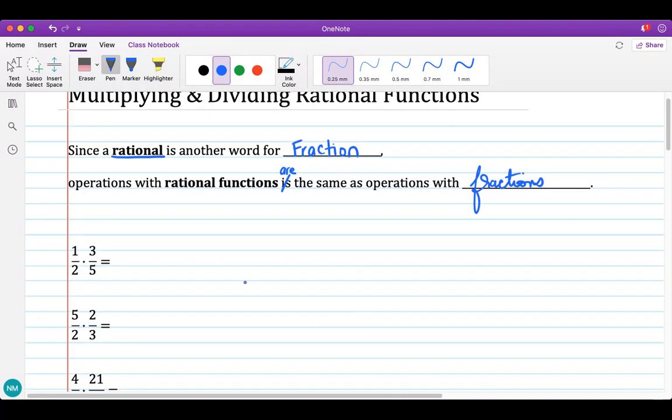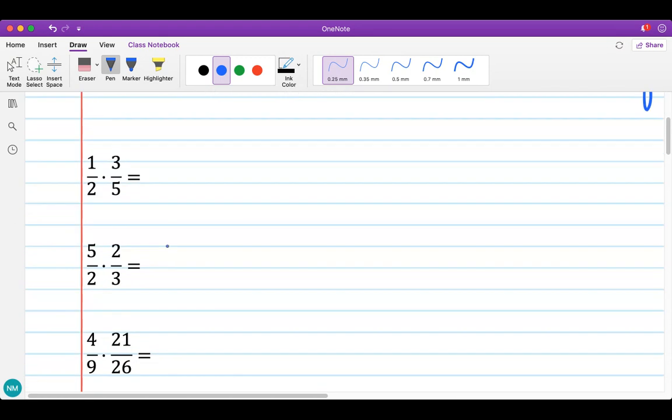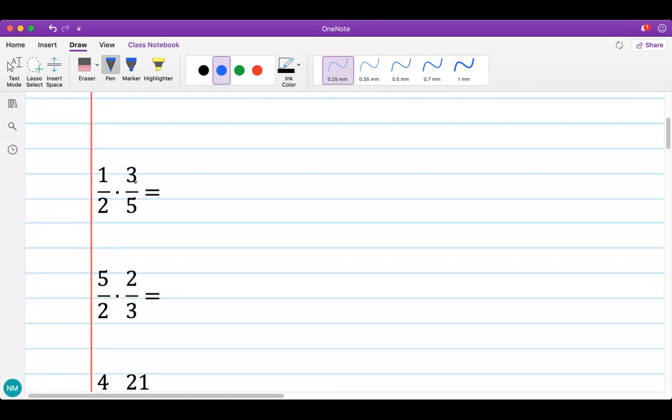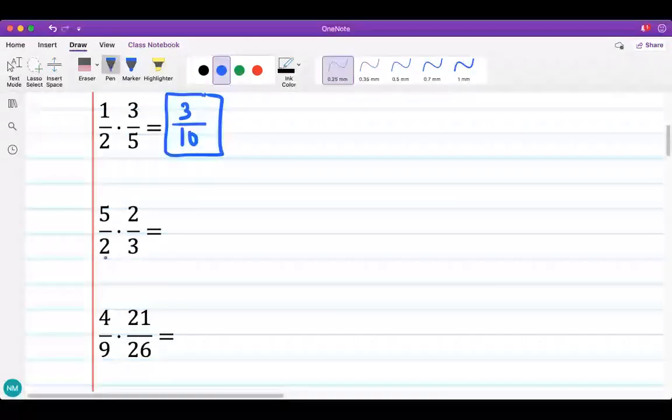So let's talk about operations with fractions real quick. For something like 1/2 times 3/5, I'm going to just multiply across, right? So I get 3 times 1, which is 3, and then 5 times 2, which is 10. It's already simplified. You box your answer. Simple.